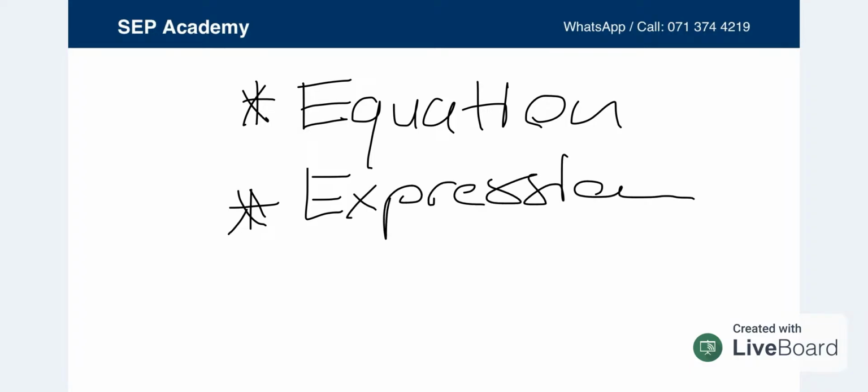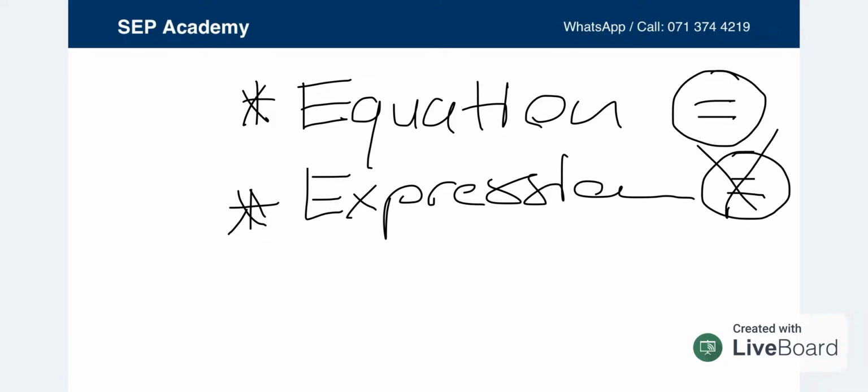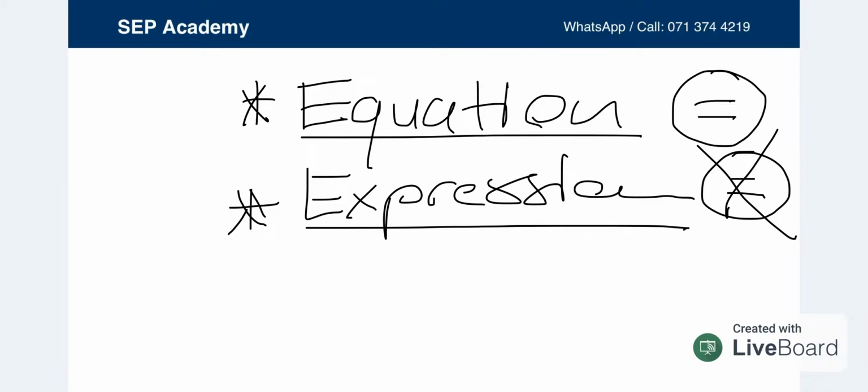It's very easy to know when you are having an equation and when you are having an expression. How do you know? An equation will always have an equal sign. So every time you see a math problem and it has an equal sign, it means it is an equation. But one that does not have an equal sign is an expression. So the question now is, what do we do when we have an equation? We solve. What do we do when we have an expression? We simplify. That's what you need to know.